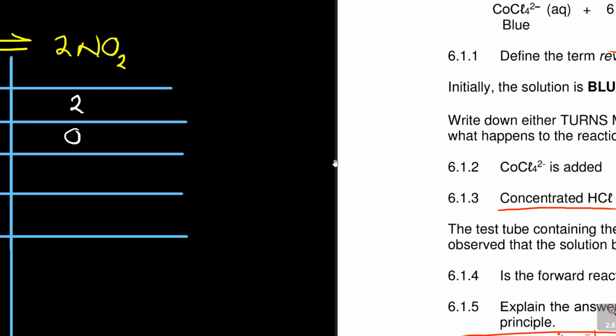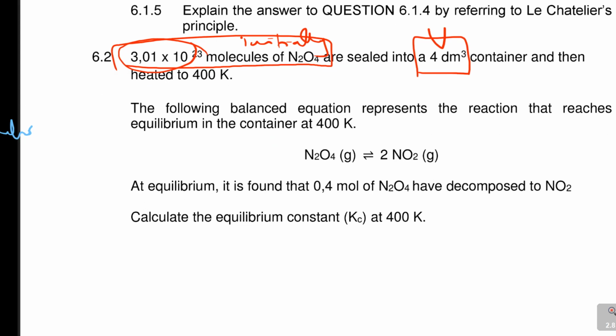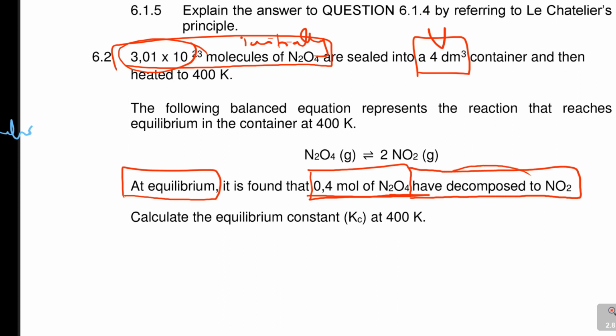Now, did they give me something here to tell me what happened? And then 4 dm cubed, so that is good. We know the volume is there. This is our V. And then the following balanced equation, fine. Now, they're saying at equilibrium, it is found that 0.4 moles have decomposed. Now be careful. To decompose means it has changed, it has vanished, it has converted.